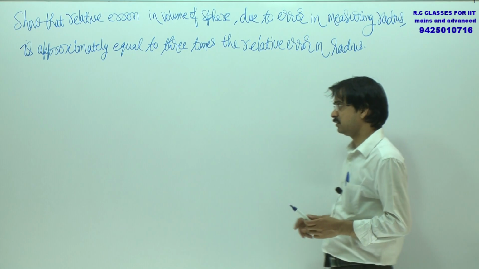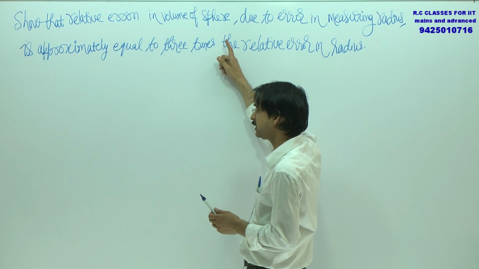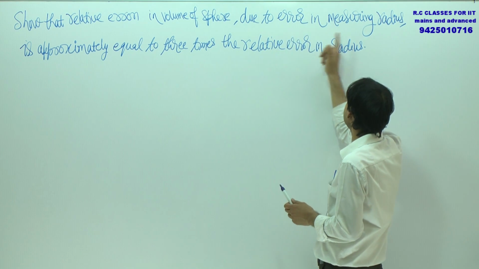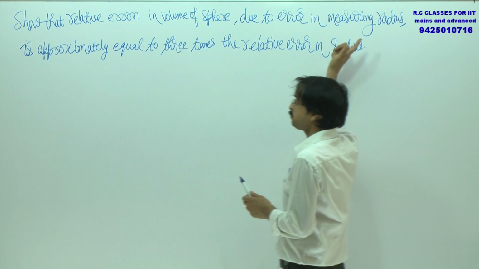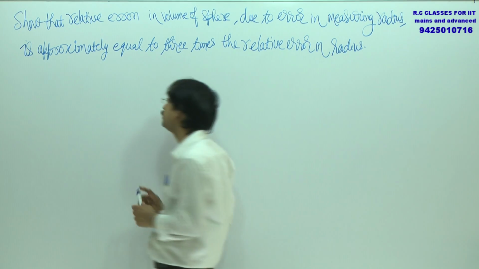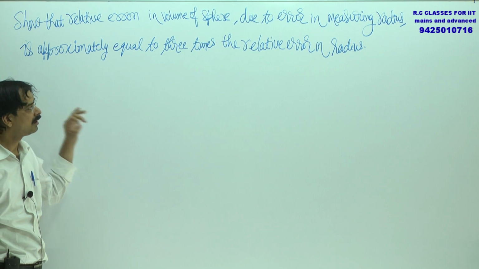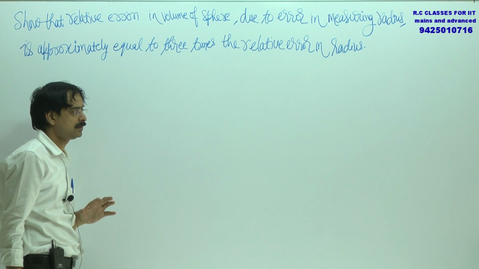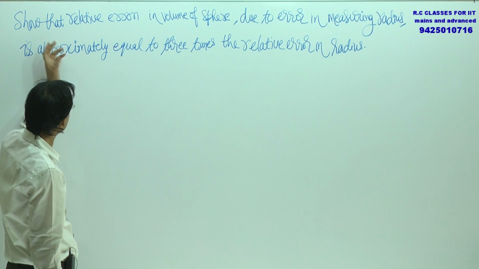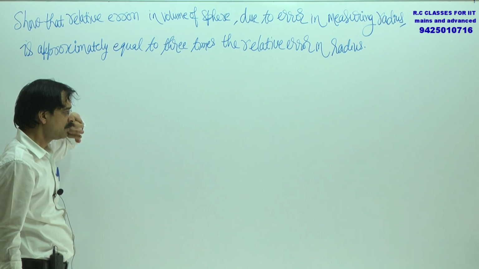Now the question is, show that the relative error in calculating the volume of a sphere due to error in measuring the radius is approximately equal to 3 times the relative error in radius. We want the relative error in the volume of the sphere. What is the relative error?